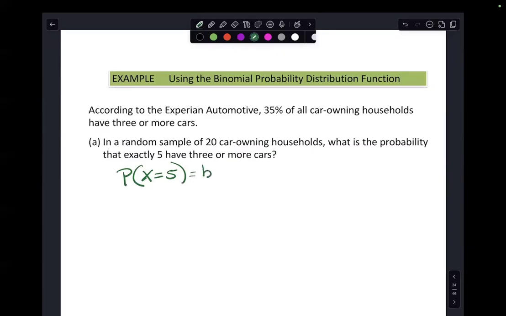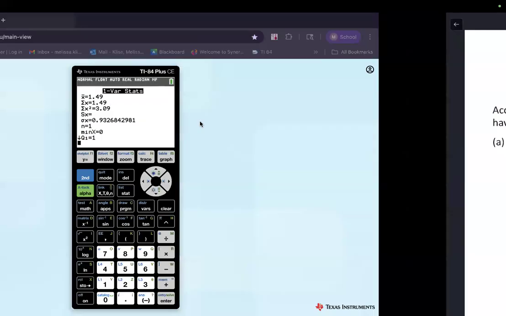This is going to look like the setup, binom PDF. So first thing we look at is number of trials, 20 car-owning households. Probability of success, 0.35. Number of successes, we want exactly 5. So this is what it's going to look like in my calculator. Hopefully you have the pretty screen that I do. If not, when you put it in like this, it's going to work. Okay, let me jump over to the calculator.